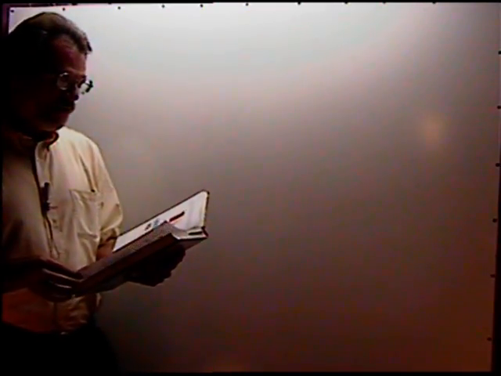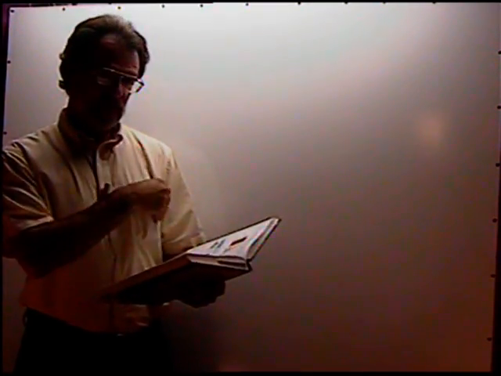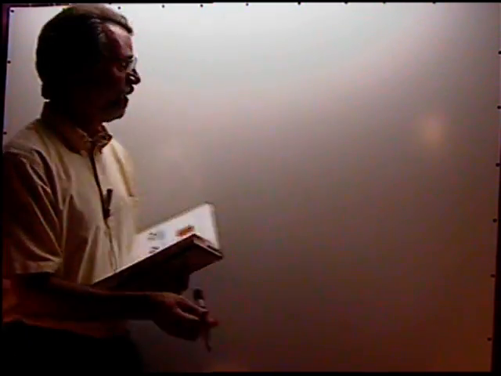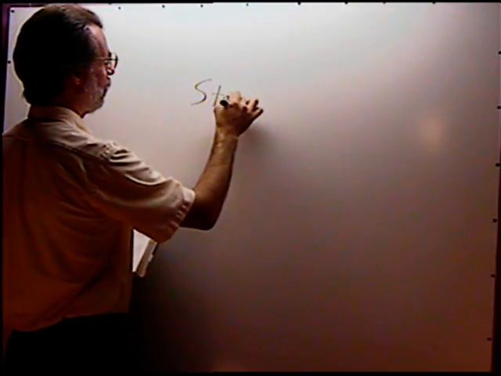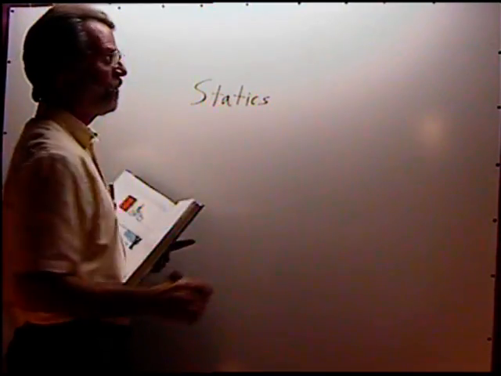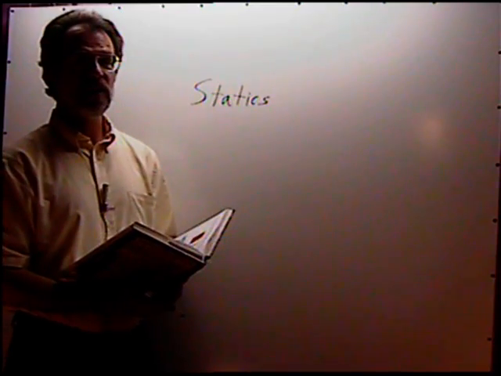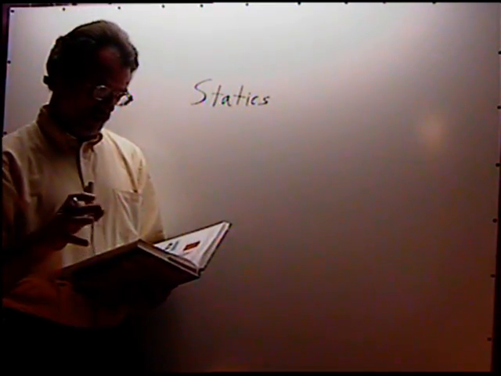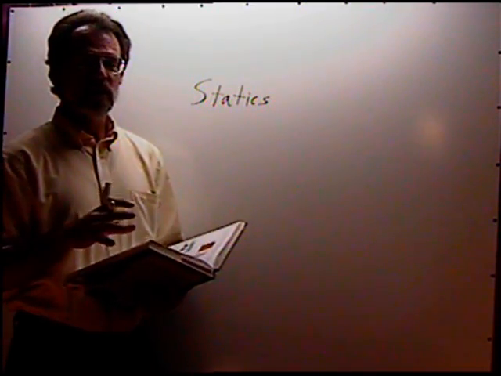So in Chapter 6, we're going to talk about two different types of what we call equilibrium. If you were an engineering student, all of this would come under the heading of what we call statics. And statics is basically describing all the physics laws dealing with bodies in static equilibrium.